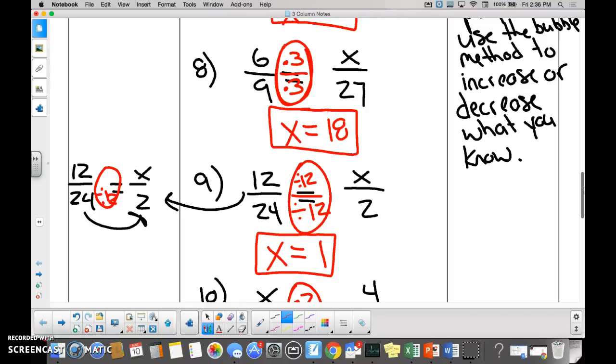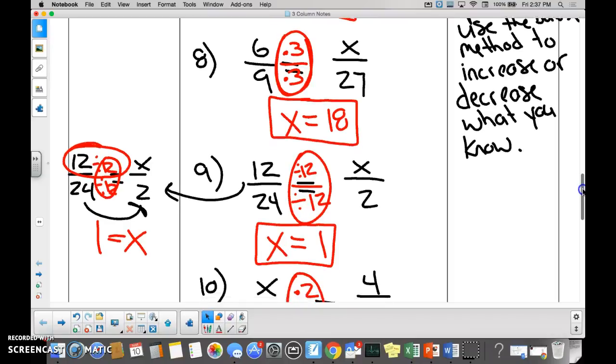So what do you divide the top by? 12. And what does x equal then? Stop yelling out. Think first. So if we divided by 12 to get to 2, and we divided by 12 at the top, what is 12 divided by 12? 1. So what does x equal? 1. 1 is equal to x, yes or no? Yes. Last one we did in the class.